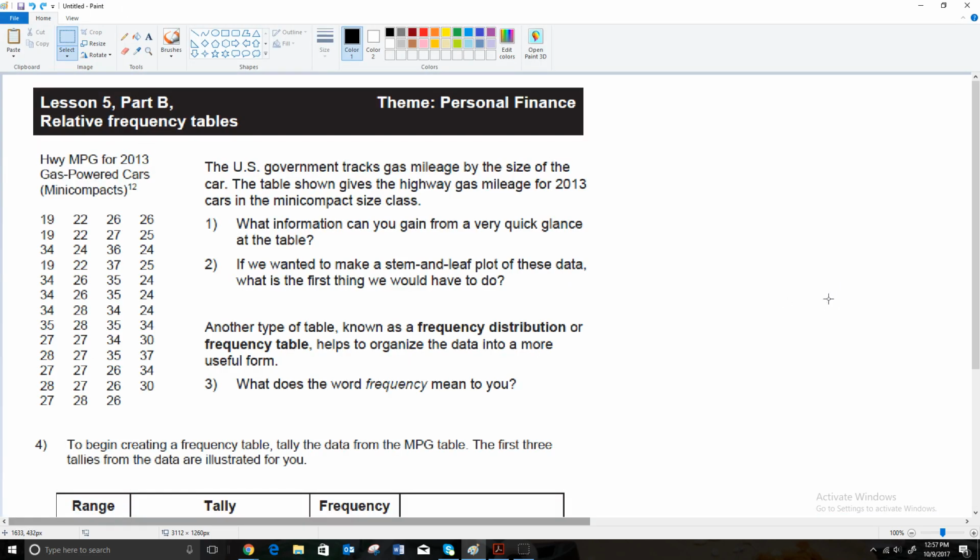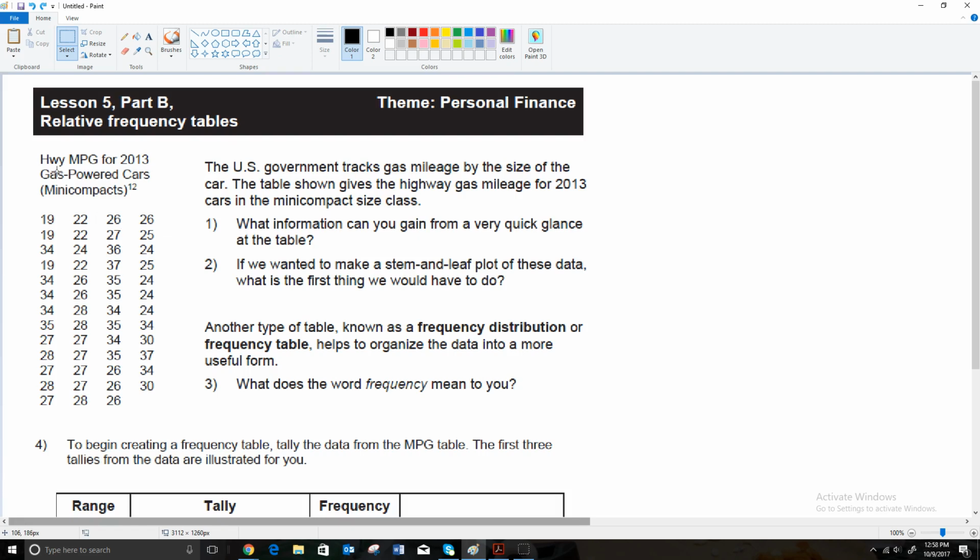Okay, so now we're ready for Lesson 5, Part B. And we're still talking about personal finance, but now we're talking about what are known as relative frequency tables. Remember that relative means in comparison to. Before it was relative change, it was comparison to where we started. Now with a relative frequency table, it's a comparison to the total. So relative frequency is a way of comparing what we have to the total number of values.